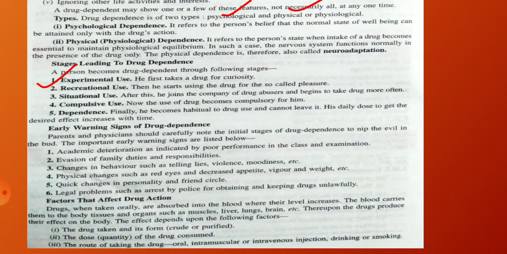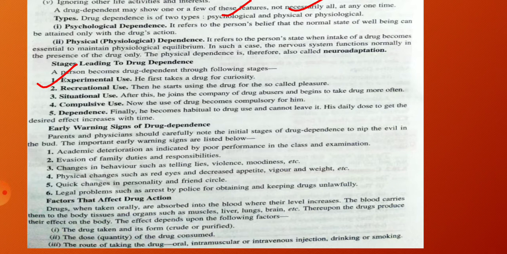How can we find out if a person is becoming addicted to particular drugs? Mainly we counsel that person, or parents or physicians should carefully notice their activity. Then we can find out that the person is going toward some drug dependence. So the important early warning signs are listed below. Let's see what the different important early warning signs are.